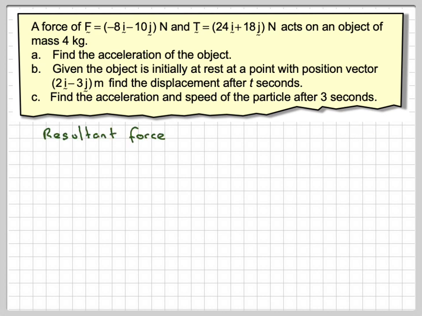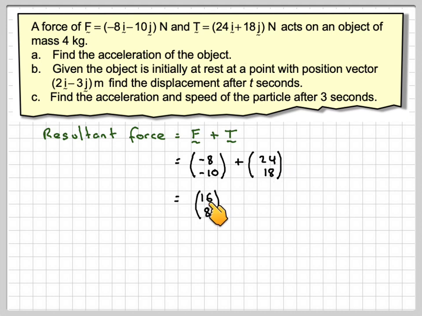Okay, so let's look for the resultant force of these two. As they're in vector form, all we need to do, and I like to use column vectors, is write −8, −10 and add to it this tension here, which is 24, 18, and get a resultant of 16, 8. Then using Newton's second law, F in terms of vectors is equal to mass times acceleration.